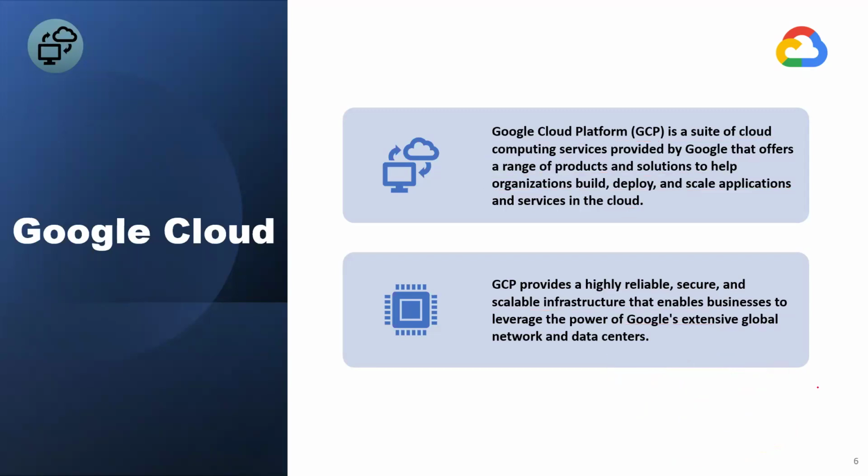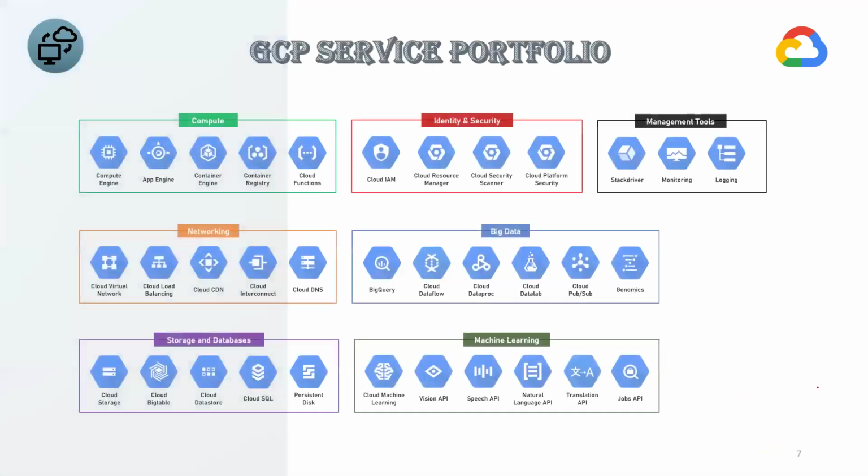Sir, can you show me what services GCP is providing? Can you name them? If you ask me, these are the few services that GCP is providing. It provides categories of services like compute services, identity and security services, management tools, networking services, big data services, storage and database services, and machine learning services.